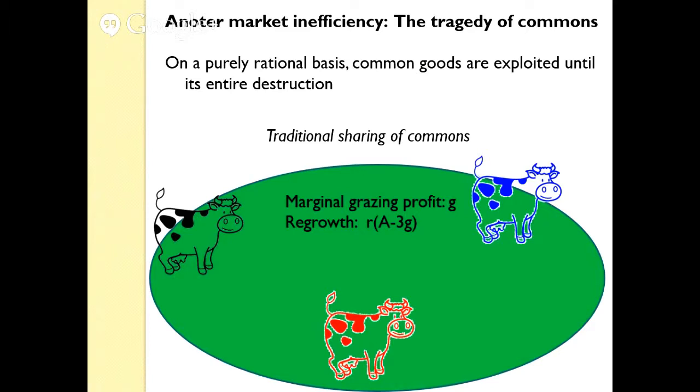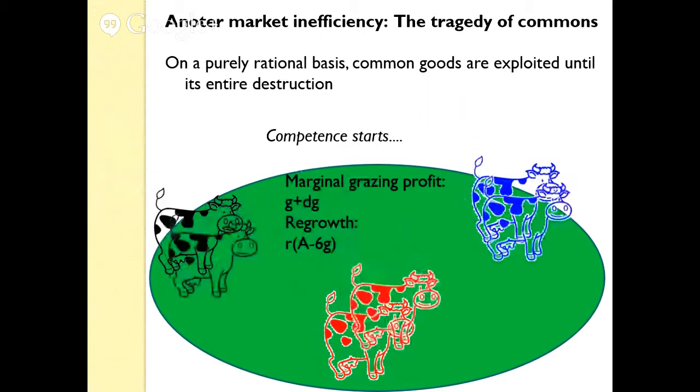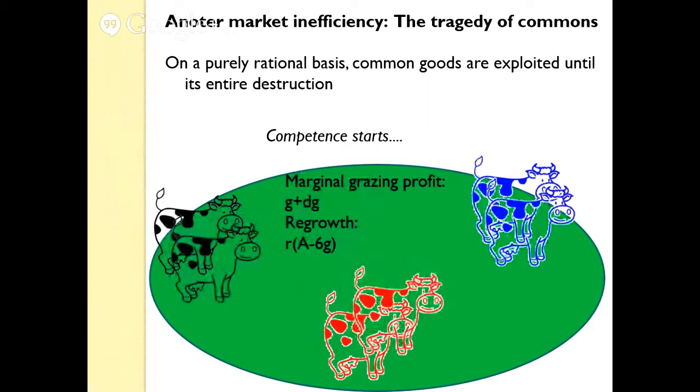Okay? Marginal, if you don't understand the term, is for each one of the owners. So for each one of the owners. Okay? So let's suppose that we apply a market logic on that.